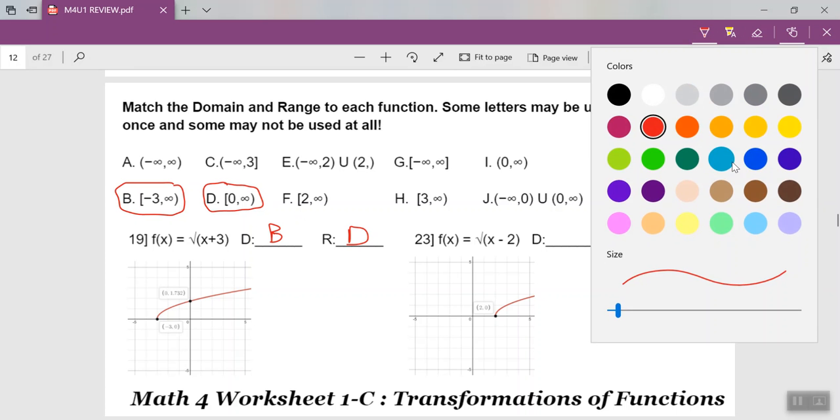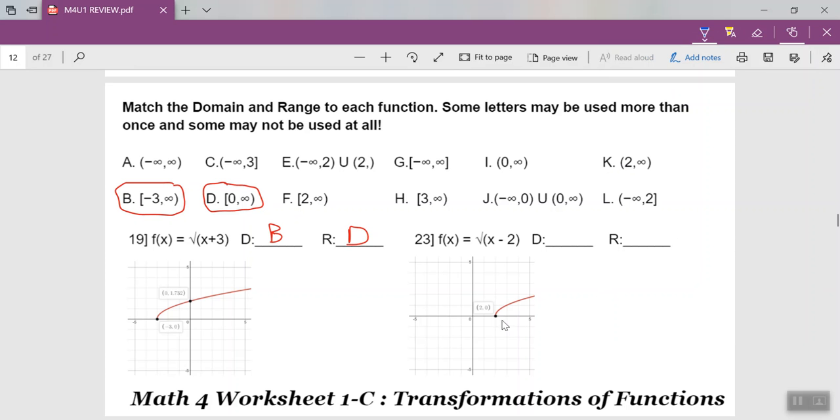Now, when we go over to the other side, our domain, our x's, start at 2 and go to infinity, which is not him because he's got a parenthesis there. It is this guy. Be careful of that. There is a definite dot where it starts. And the same thing for the range from 0 to infinity is also going to be D.